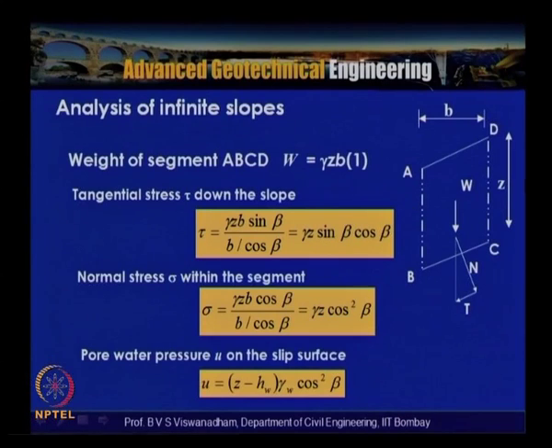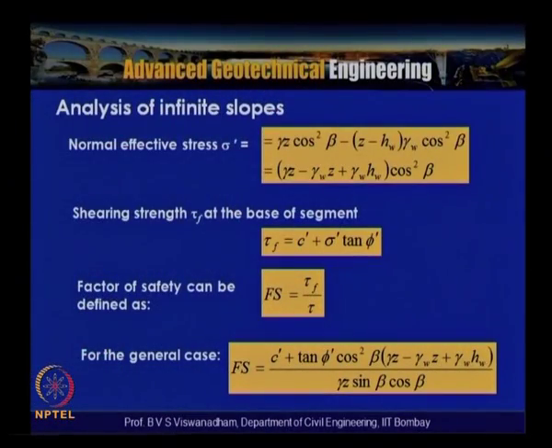Similarly, with the presence of water, if the water is HW units vertically down from surface AD, the water pressure is gamma W into z minus HW. The pore water pressure U on the slip surface is z minus HW into gamma W into b cos beta by b by cos beta, which simplifies to z minus HW into gamma W cos square beta.